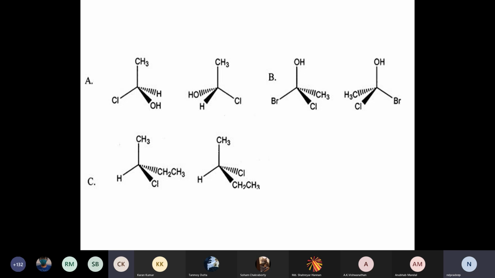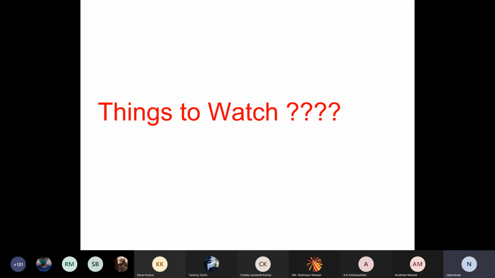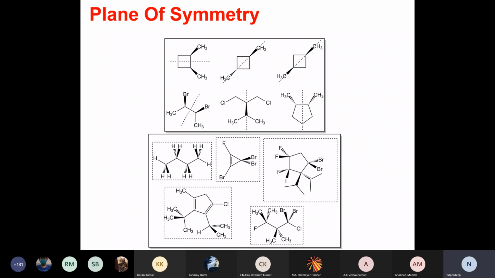Guys, are you listening? First, we need to see whether it is a chiral center or not. Yes, that is true. The other two things where you go wrong: for example, you see this molecule. What is this molecule? You should see whether the molecule has a plane of symmetry. If the molecule has a plane of symmetry, then there is no meaning in talking about enantiomers there.